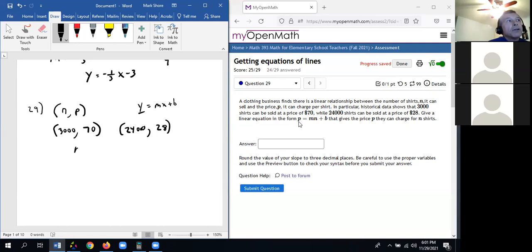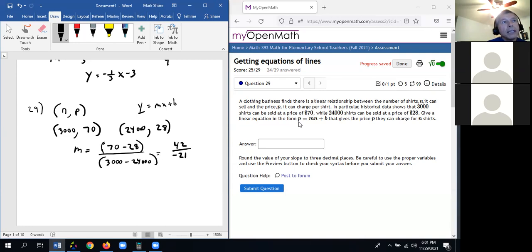First thing is getting the slope. That would be the change in the price. So here we're subtracting the prices. I'll just do 70 minus 28. But if I do 70 minus 28, I have to subtract the X values in the same order: 3,000 minus 24,000. Well, let's see what we get. Up here, I get 42, and down here, I get negative 21,000.